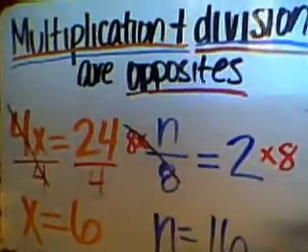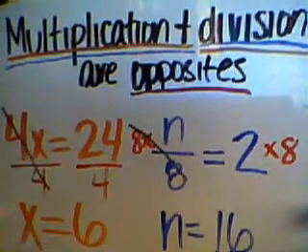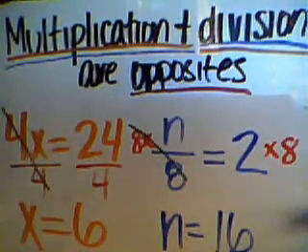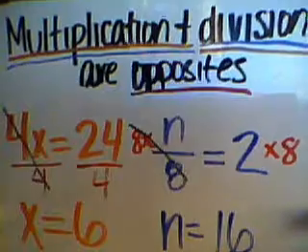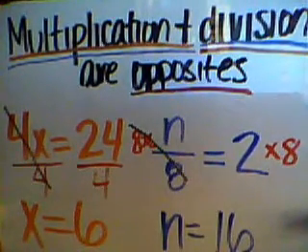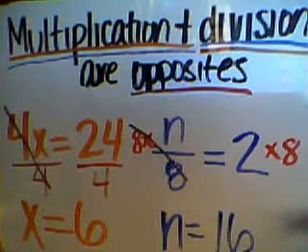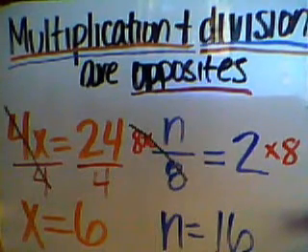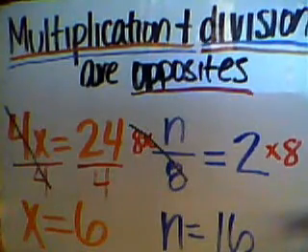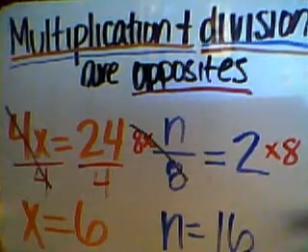So let me recap that. In order to get a number that is being multiplied by a variable out of the way, so that variable can be by itself, you need to divide by that number, because it'll just give you 1, which is the identity factor. Anything divided by itself equals 1. Do the same thing to both sides. The x is left by itself. 24 divided by 4 is 6.